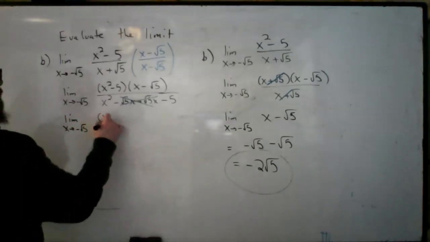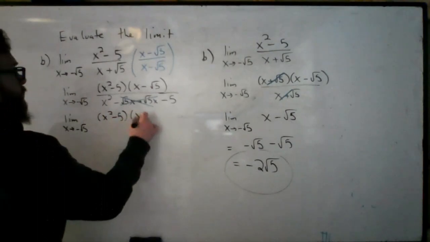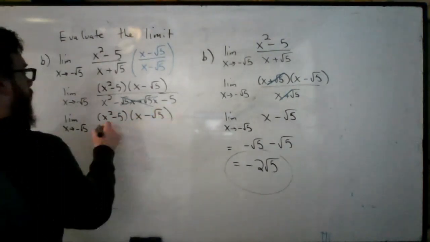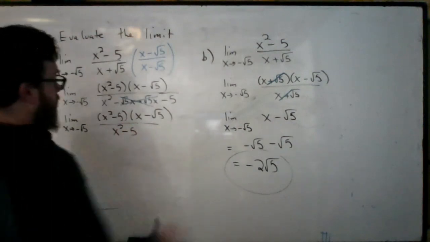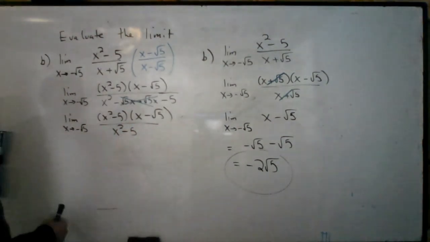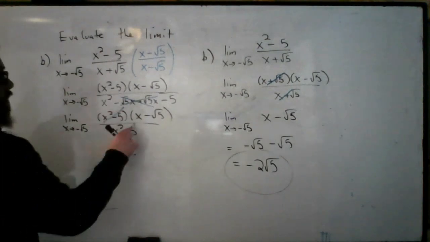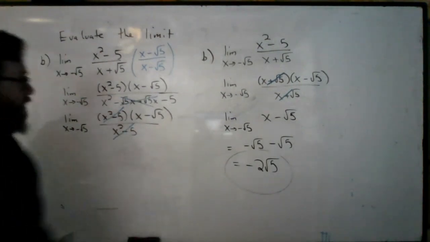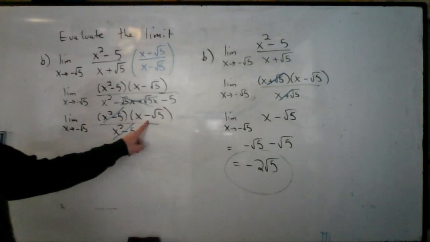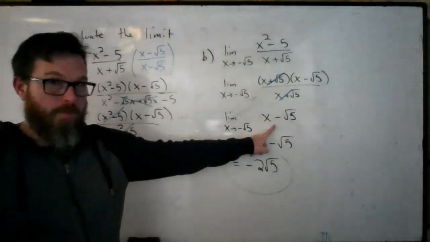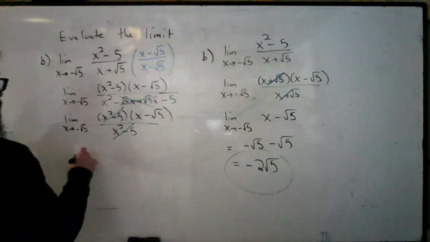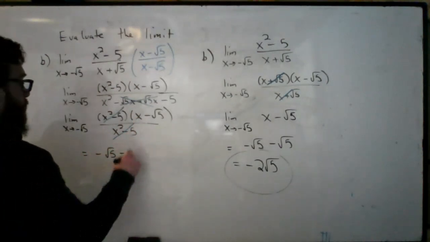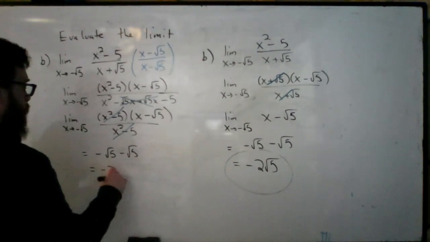So this is going to be equal to the limit as x approaches minus root 5 of (x squared minus 5)(x minus root 5) all over (x squared minus 5). And we can see that they now share that quadratic binomial, which we can cancel. So we get the exact same expression that this one simplified to, which means we can just plug in negative root 5 into here and get exactly the same thing. So minus root 5 minus another root 5 is going to be minus 2 root 5.